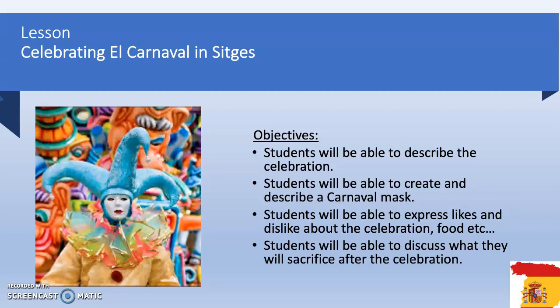So like I said, the lesson will be on celebrating El Carnaval in Sitges. Students will be able to describe the celebration. This will all take place in Spanish, the target language. Students will be able to create and describe their Carnaval mask. Students will be able to express likes and dislikes about the celebration, food, or whatever part of the celebration that we learn about. Students will be able to discuss what they will sacrifice after the celebration.